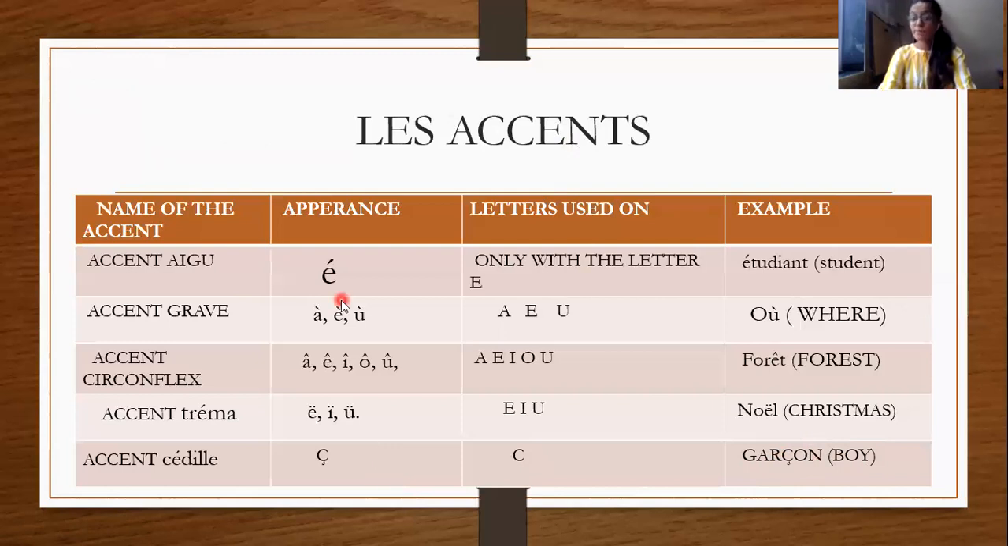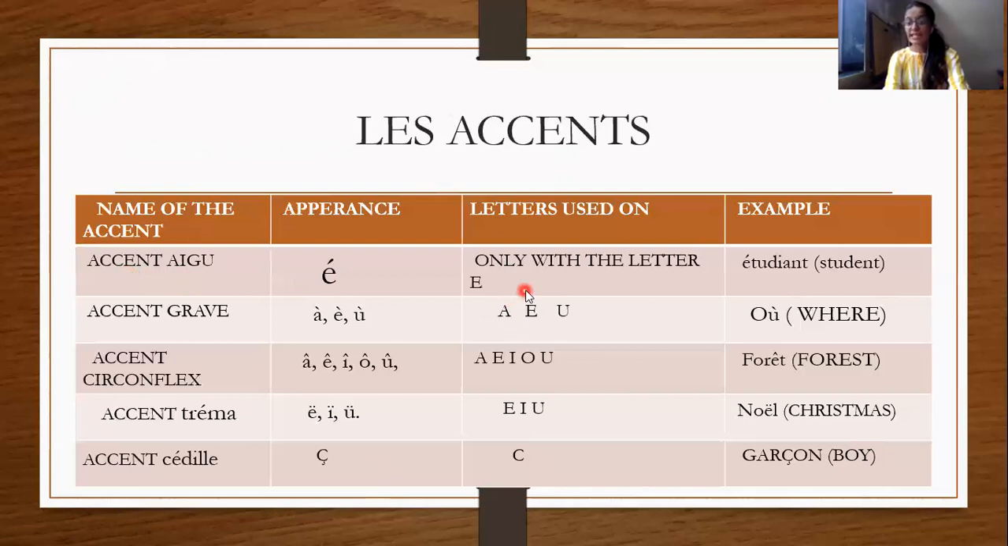I hope the accents are very much clear to you. Yes, ma'am. It's very clear. Okay, thank you. So let's quickly revise it once more. The accents in French are called les accents. There are 5 accents, 4 on vowels and 1 on the consonant C. The first accent is accent aigu.